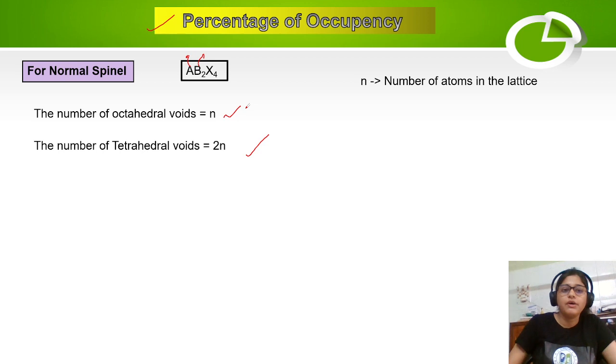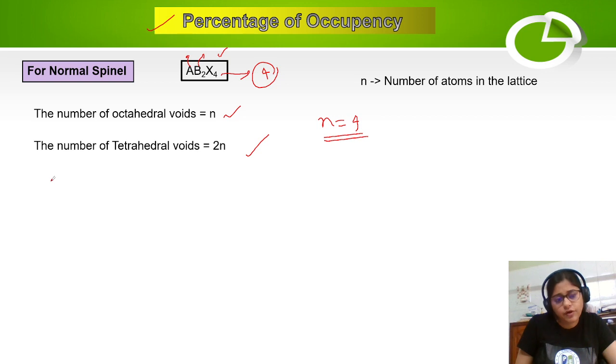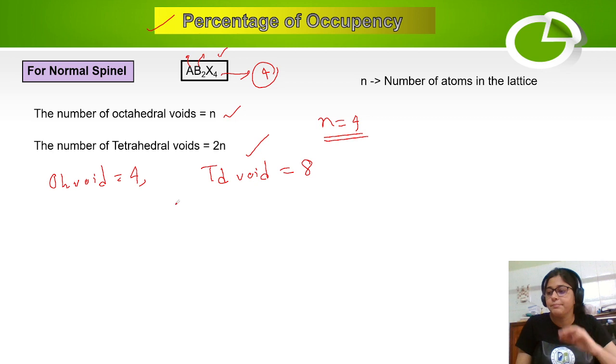Now how can we calculate the occupancy? Let's say for this kind of lattice, anions are actually forming the lattice. It has 4 anions. So here n is equal to 4. So the number of octahedral voids is 4, and tetrahedral voids is 8. Okay, so tetrahedral voids is 8.